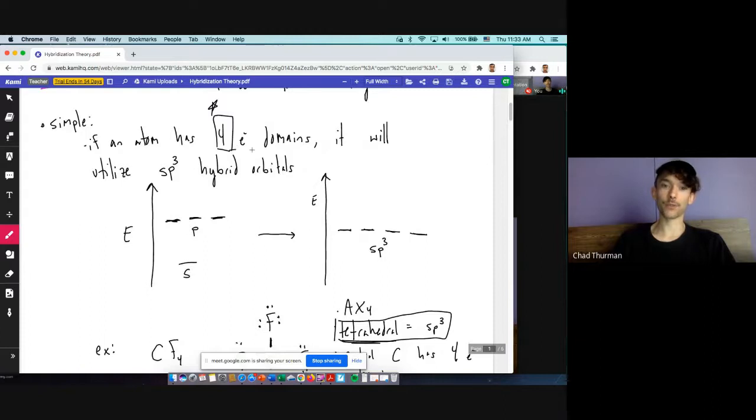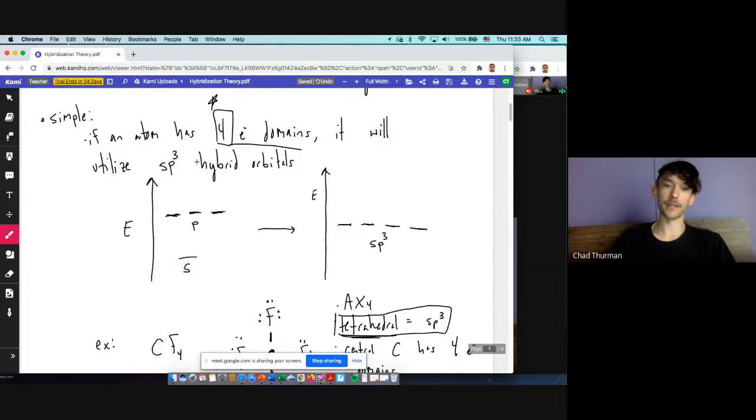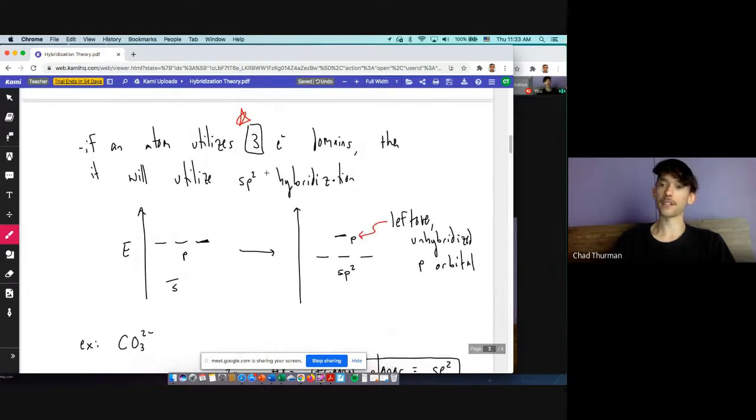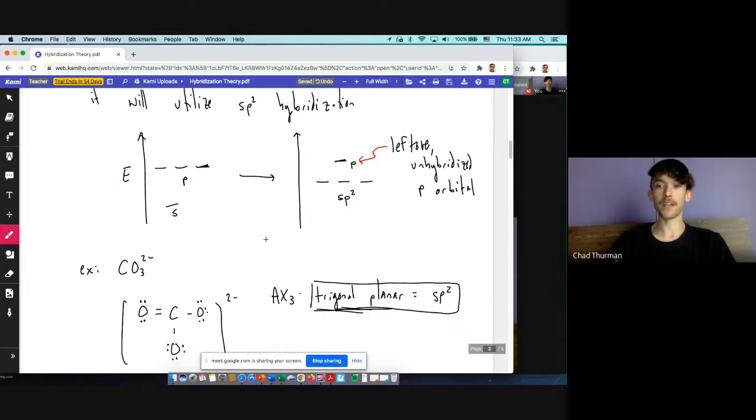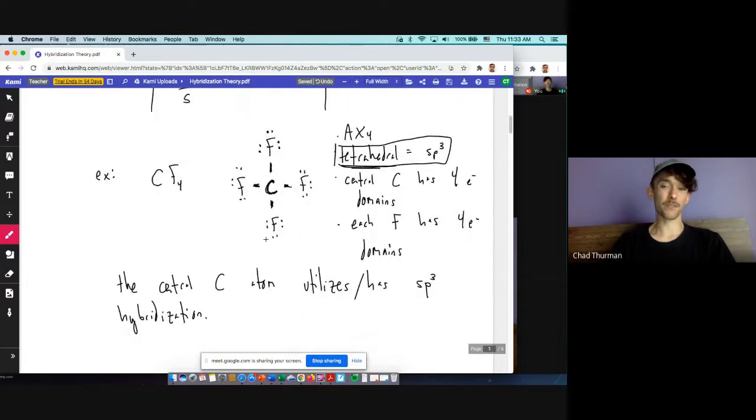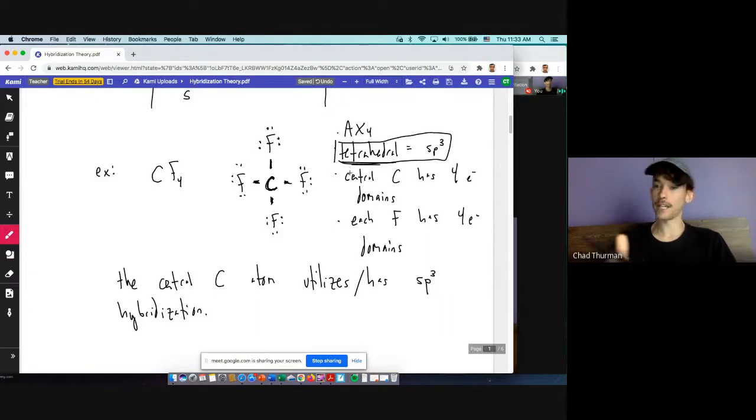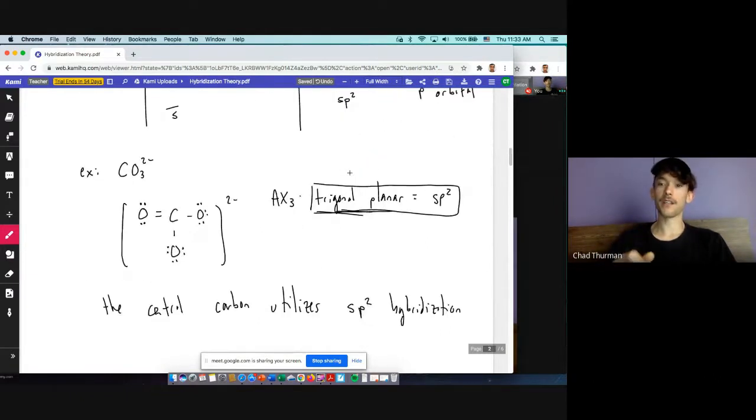If there are 4 electron domains around an atom, it's going to use sp3 hybridization. If there are 3 electron domains around an atom, it's going to utilize sp2 hybridization. Another way of thinking about that is, if the molecule belongs to the tetrahedral family, it's going to be sp3 hybridized. If the molecule belongs to the trigonal planar family, then that central atom will be sp2 hybridized.